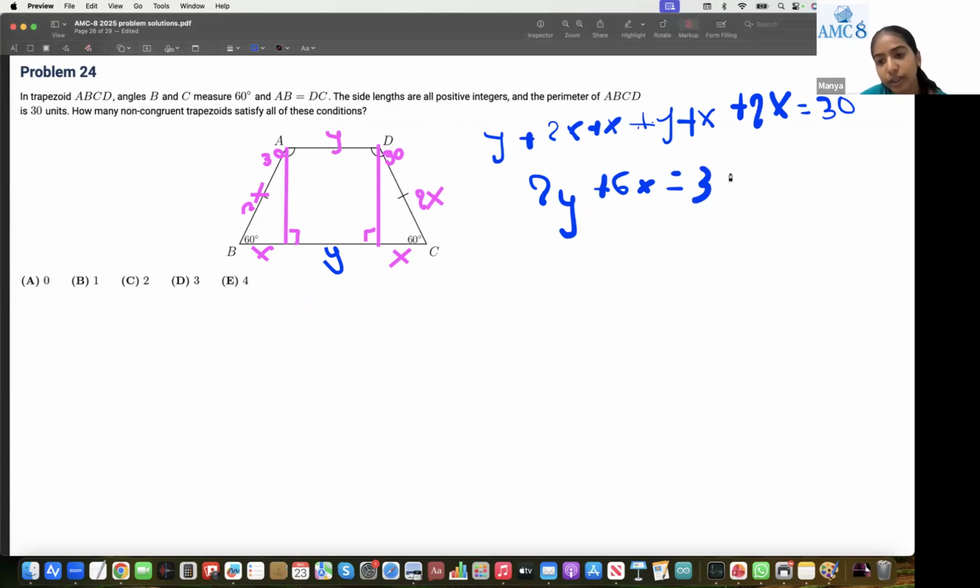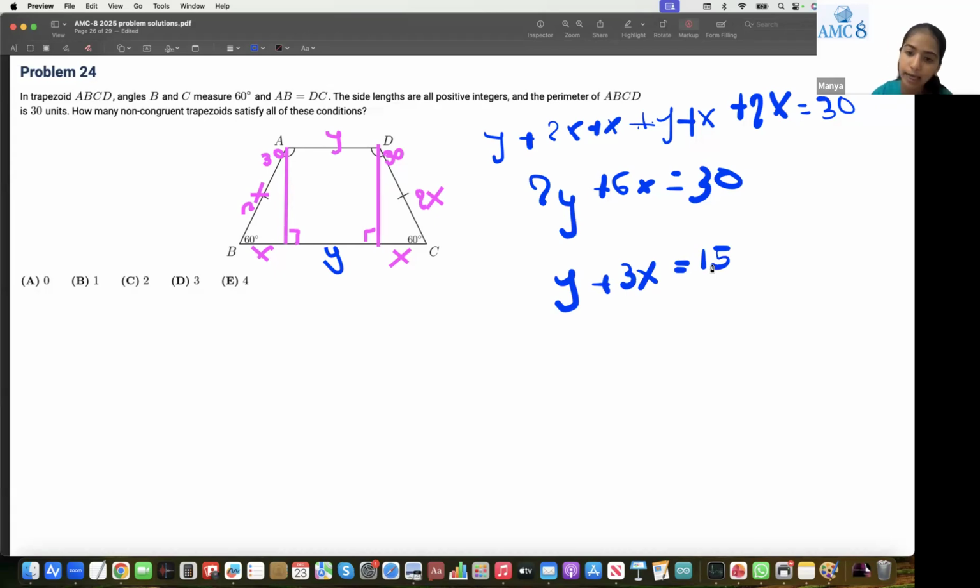Well, notice over here that this number is even, this one is also even, and this is also even. So the coefficients for these variables are even, and 30 is also even, meaning that we can divide by 2. So we'll be getting y plus 3x is equal to 15.